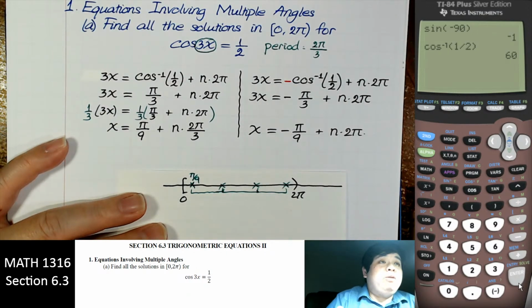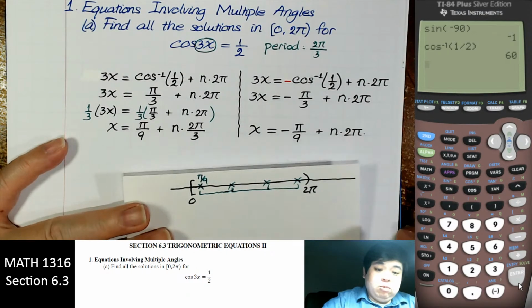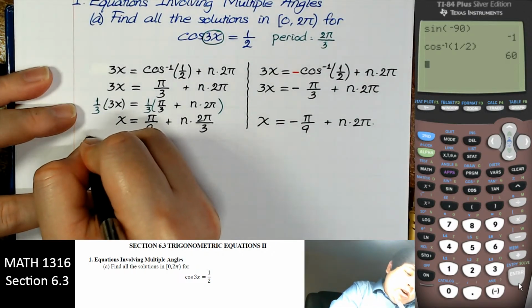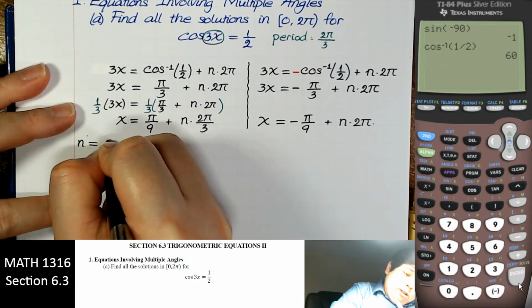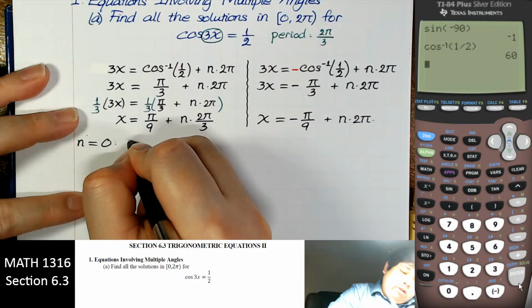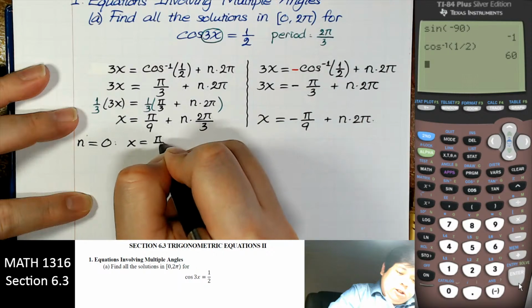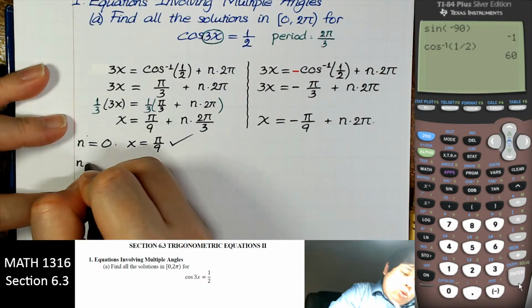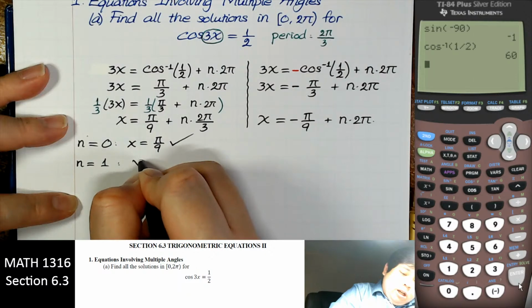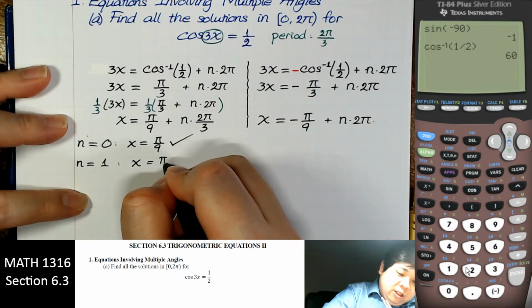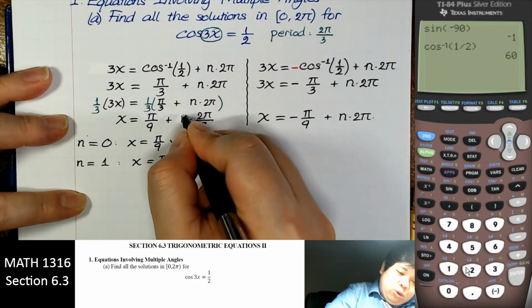So how many of these do we have? Well, let's just try. When n equals 0, we just have x equal to pi over 9, which is good, between 0 and 2 pi. When n equals 1, x equals pi over 9 plus 2 pi over 3. I'm just going to write that out.